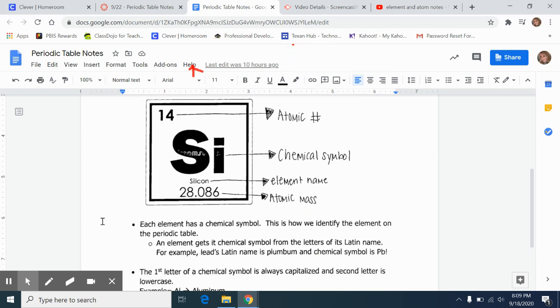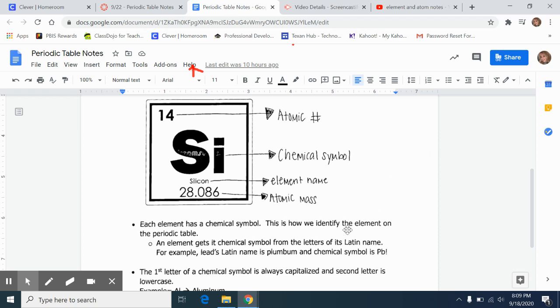Now keep on going down. Each element has a chemical symbol. So this is an easy way to identify the elements on a periodic table. I also might ask you to tell me the name of the element that has a symbol of Si. So you would be able to look on the periodic table, find the symbol Si, and tell me the element's name is silicon.